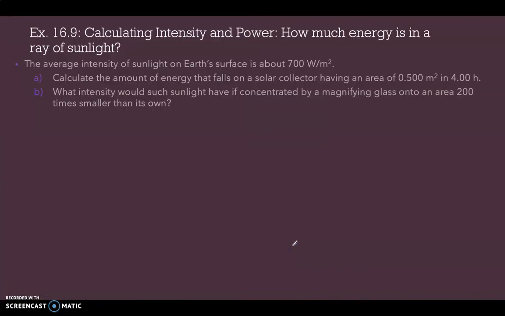So I'm going to start with this example 16.9. The average intensity of sunlight on Earth's surface is about 700 watts per meter squared. That's my intensity. And in part A, it asks me to calculate the amount of energy that falls on a solar collector having an area of 0.5 meters squared in 4 hours. So what is my energy?